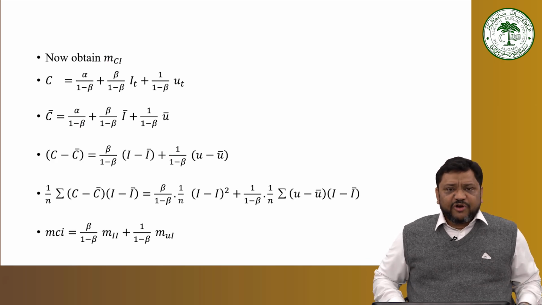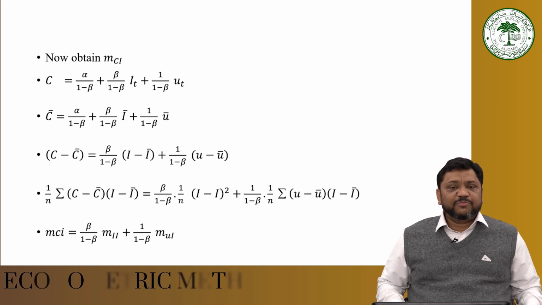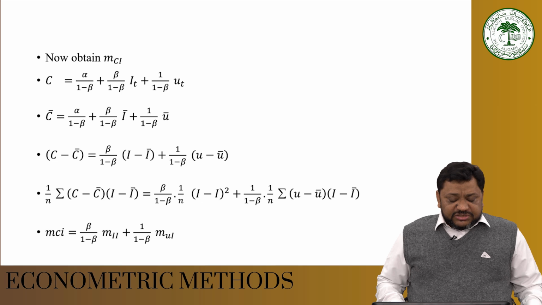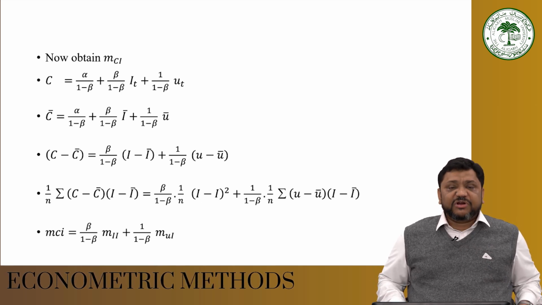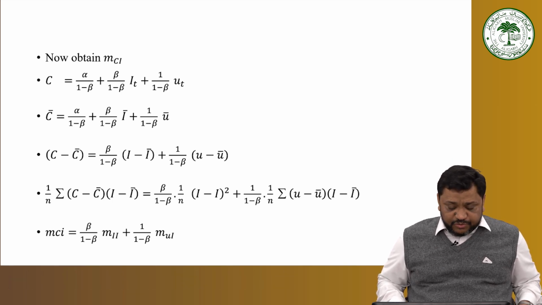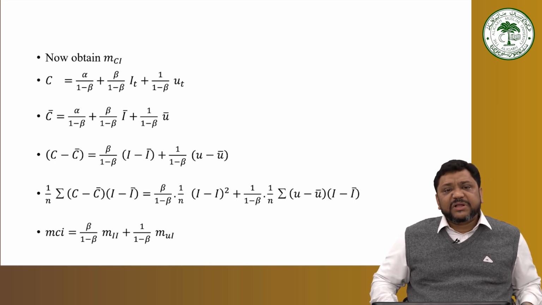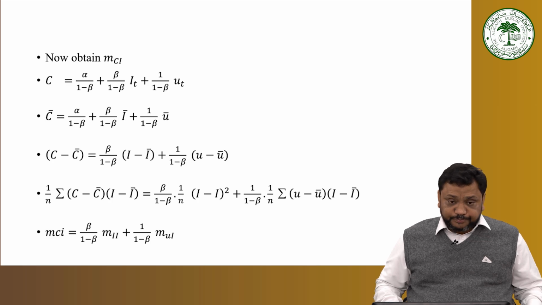Now we have done for m_yi. Now for beta, we need m_ci also, because the formula of beta needs both the terms m_ci and m_yi. Now C, the reduced form, is C is equal to alpha divided by 1 minus beta plus beta divided by 1 minus beta I_t plus 1 upon 1 minus beta u_t. From this we can write it in terms of C bar. C bar is equal to alpha divided by 1 minus beta plus beta divided by 1 minus beta I bar plus 1 divided by 1 minus beta u bar.